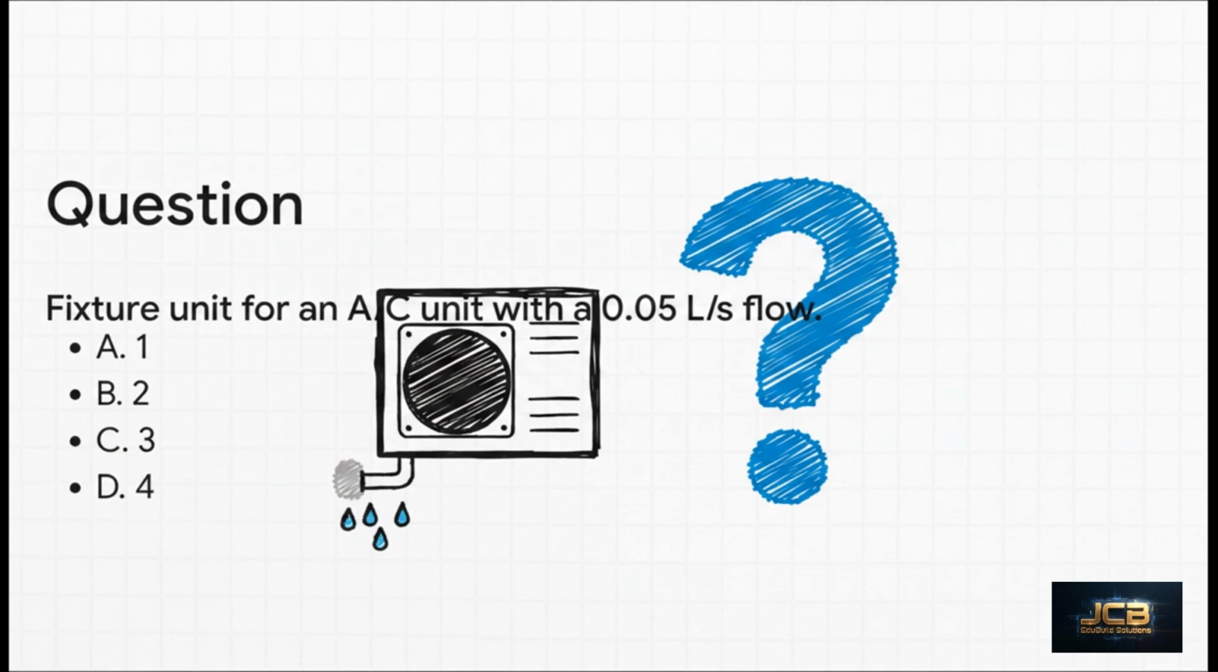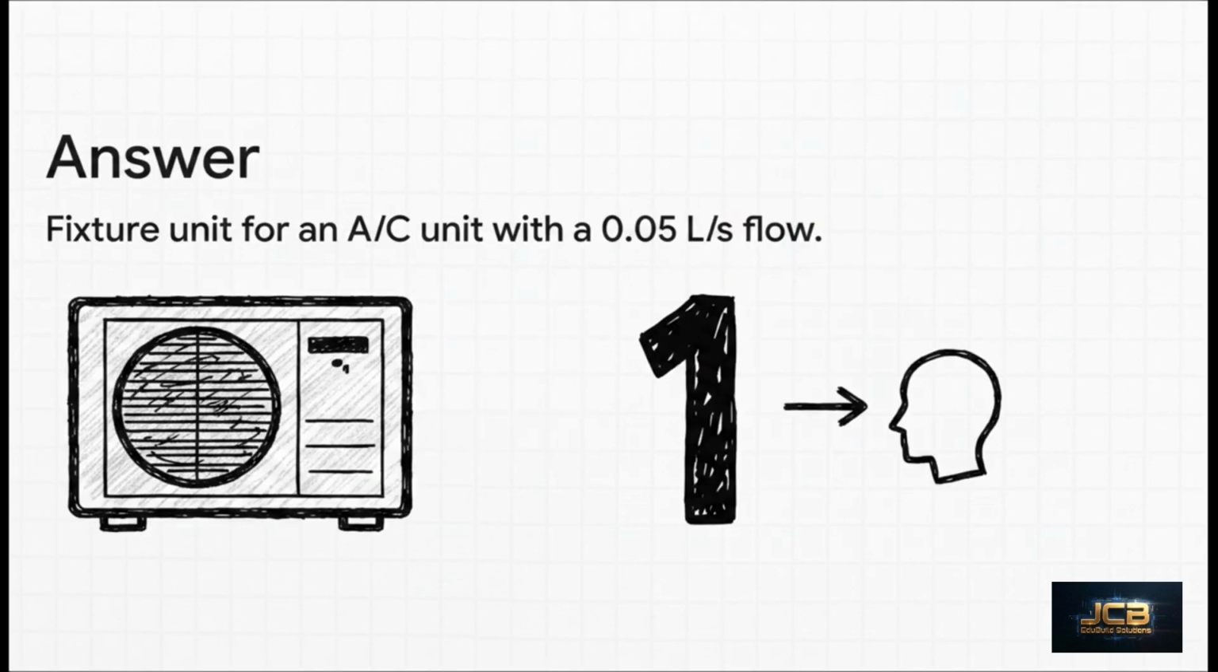Okay, time for a numbers question. What's the fixture unit for an air conditioning unit with a flow of 0.05 liters per second? Is it A, 1, B, 2, C, 3, or D, 4? And the answer is A, 1. This is just one of those facts you've got to memorize for the exam, plain and simple. An AC unit with that flow rate is 1 fixture unit. Just lock that one away in your brain.